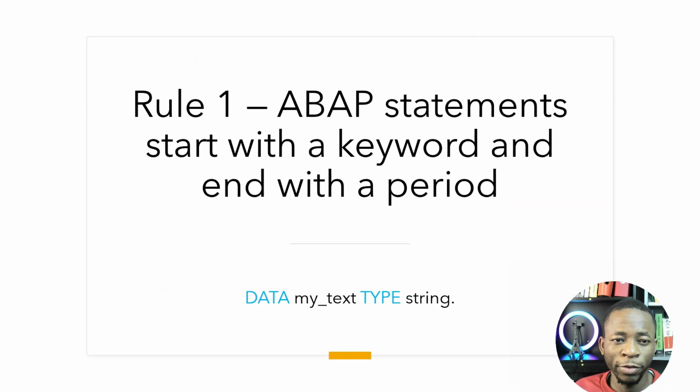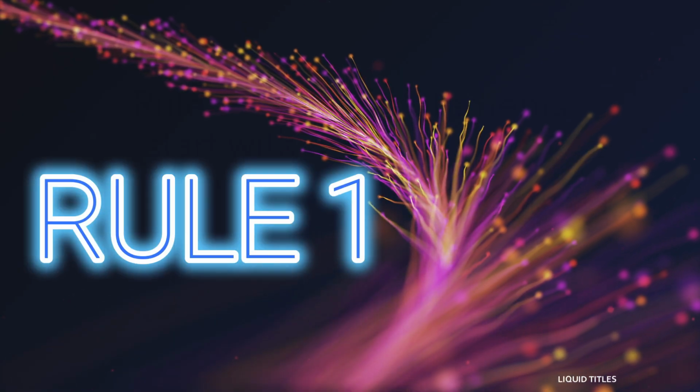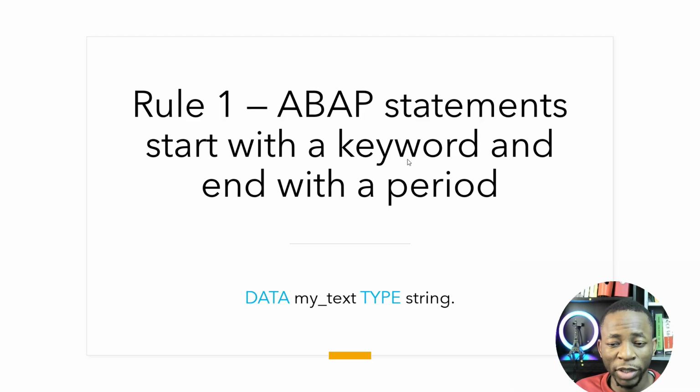So let's start with rule number one. ABAP statements start with a keyword and end with a period, which is like a full stop. For example, you see the keyword DATA, then a variable text, and another keyword TYPE, and string. If you don't know what this is, just hold on, I will explain in some minutes.